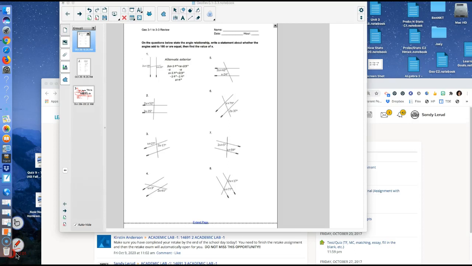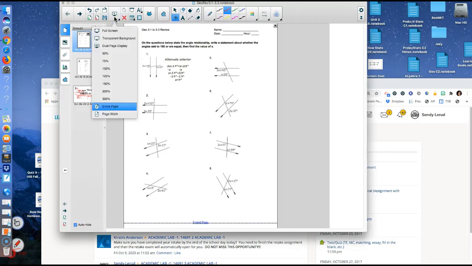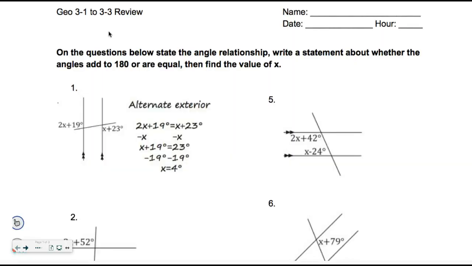Alright, we're going to review all of 3-1 to 3-3. It's basically just 3-2 and 3-3. 3-1 was deciding if lines were skew or parallel or not. That's not really a big topic this chapter, but the stuff right here is.